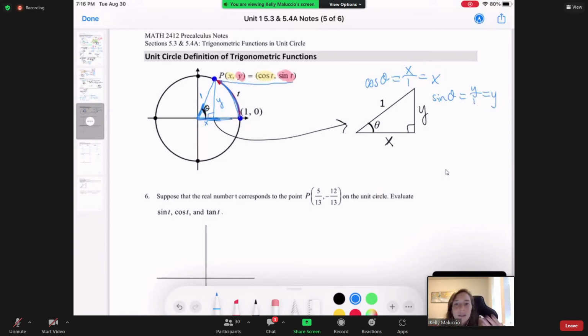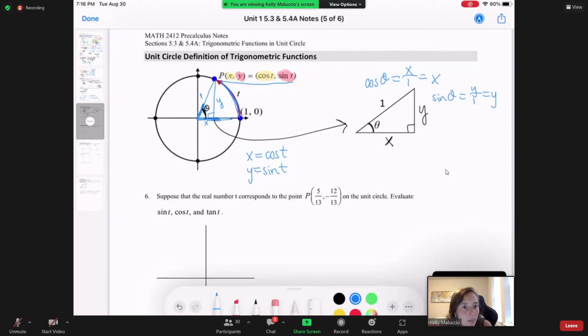They're using T, the arc length, but we can use T or theta. So X equals cosine T, Y equals sine T. We can use either, okay? I think a lot of times we'll be using T, but T can represent the angle or the arc length, because in this case, they are going to be the same.